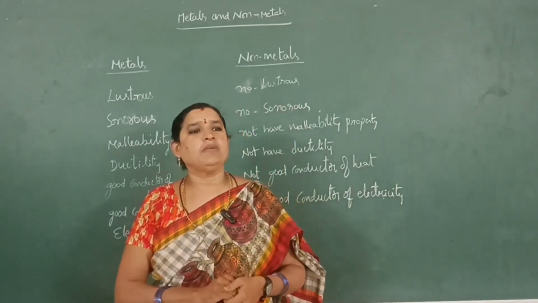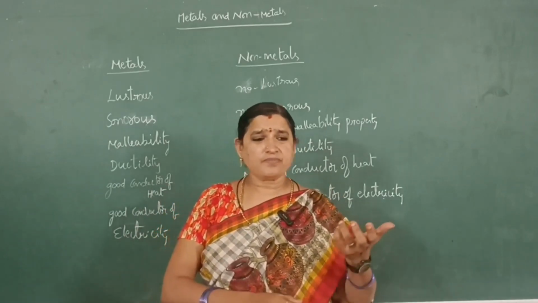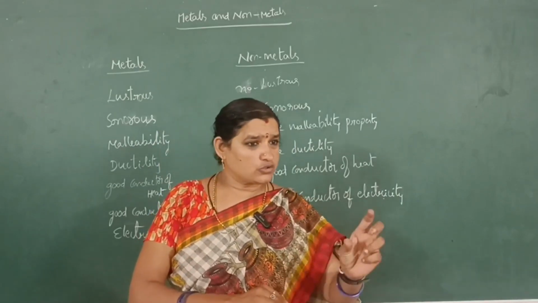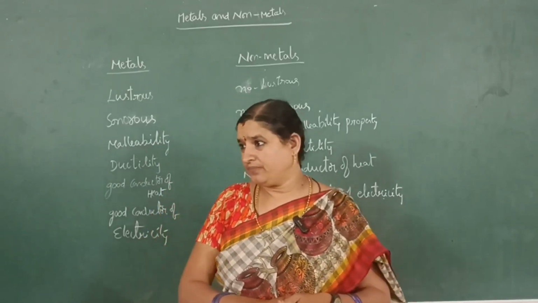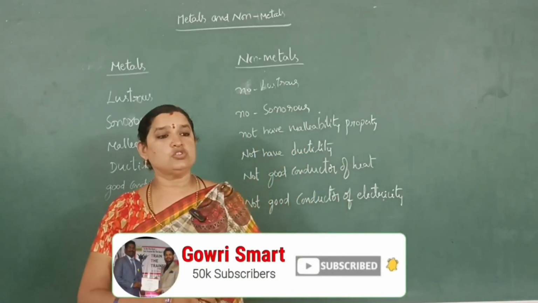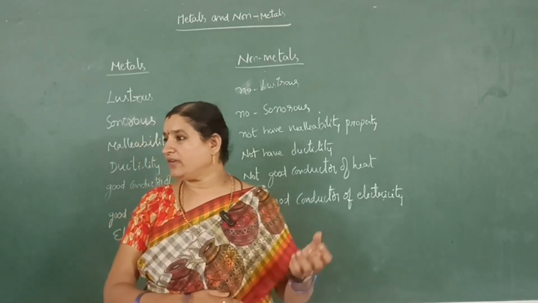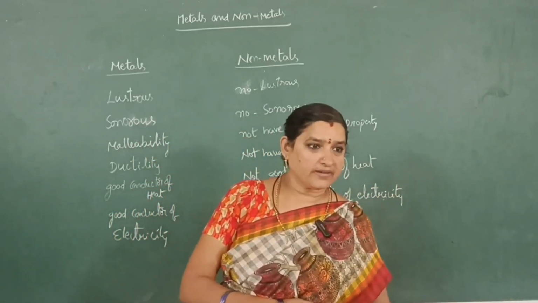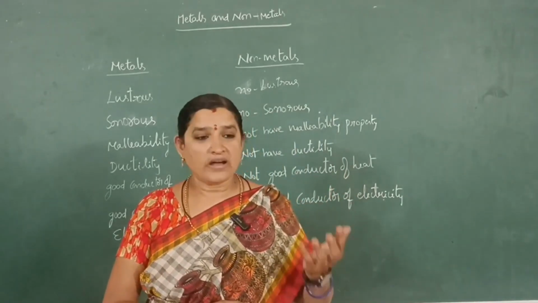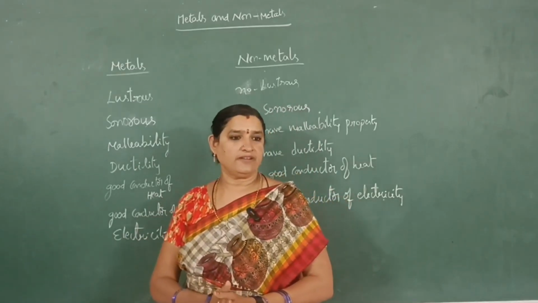So what is the use of these non-metals in our day-to-day life? We use coke as a fuel in our day-to-day life. We also use coal as a fuel. We use chlorine for purifying water. And also some non-metals like nitrogen, phosphorus and potassium, we use in fertilizers.